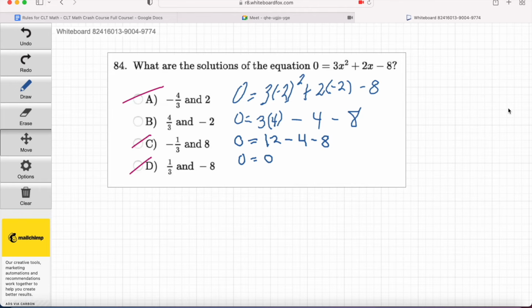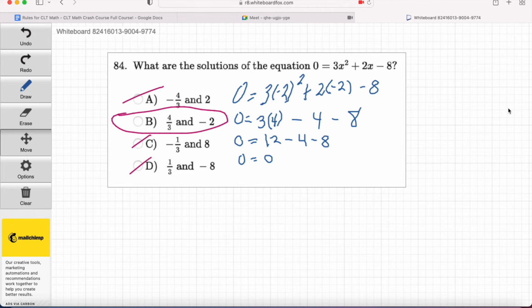Now, if you did see negative 2 as a solution, like if this was negative 2 instead of negative 1/3, you would have to test 8 as well. Does that make sense? But because negative 2 doesn't pop up in any of the other answer choices, and we know negative 2 is a solution, I think we can stop right there. It's got to be answer choice B, and it is.